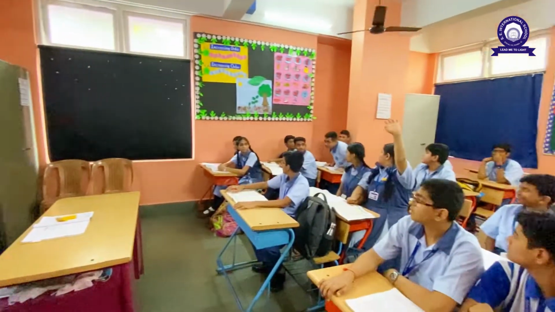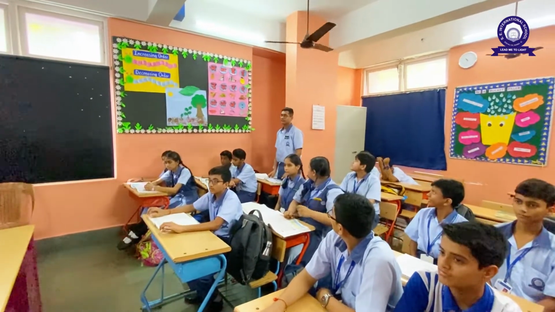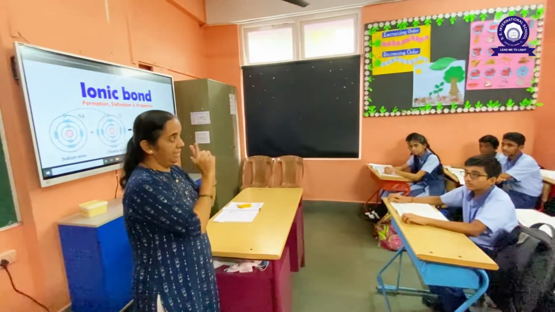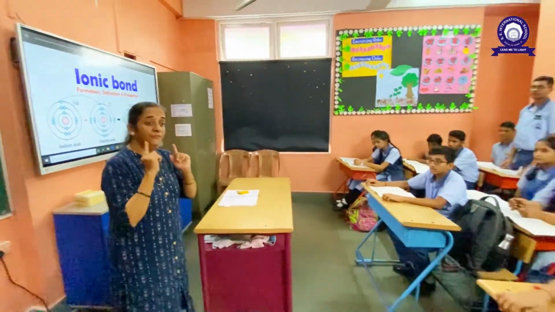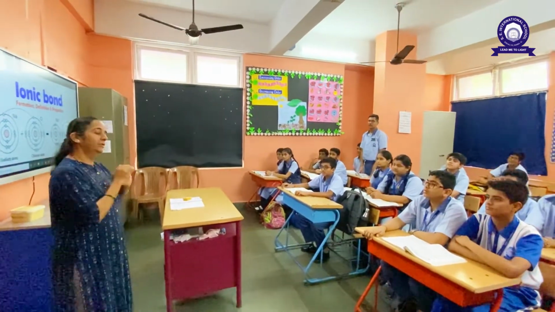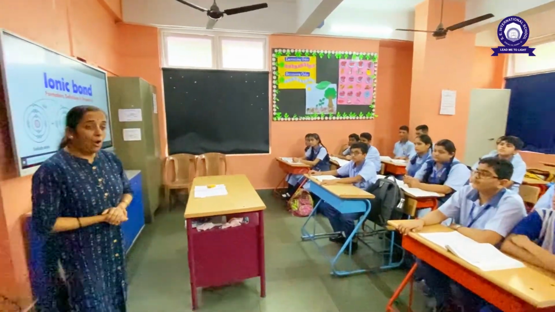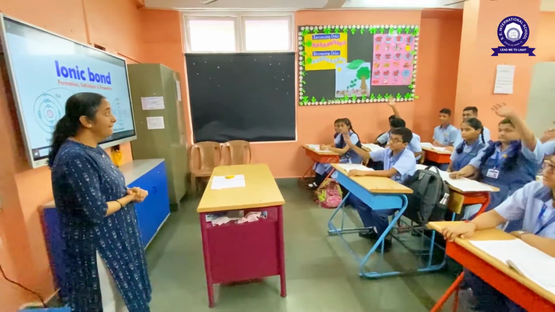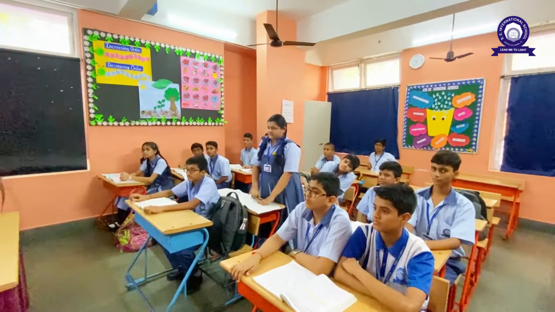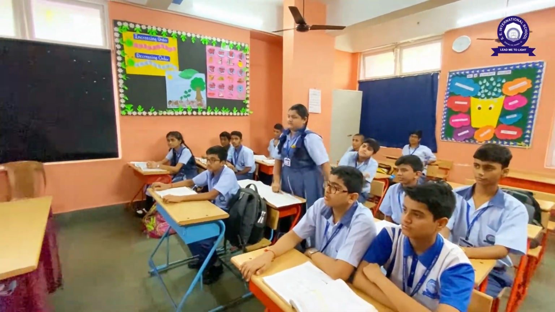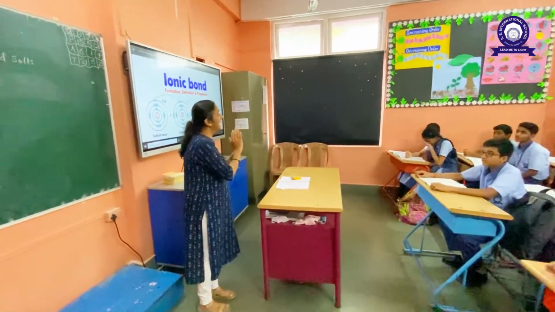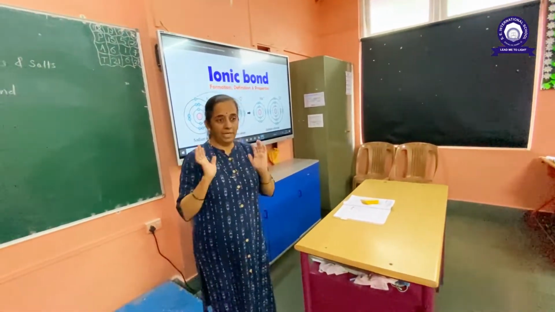In duplet state, there are two electrons present in the last shell. That shell should be outermost. If only two electrons are there, then that state is called duplet state. Okay, good. Octet state. Yes, 8 electrons should be there in the outermost shell. Then that state is called octet state.